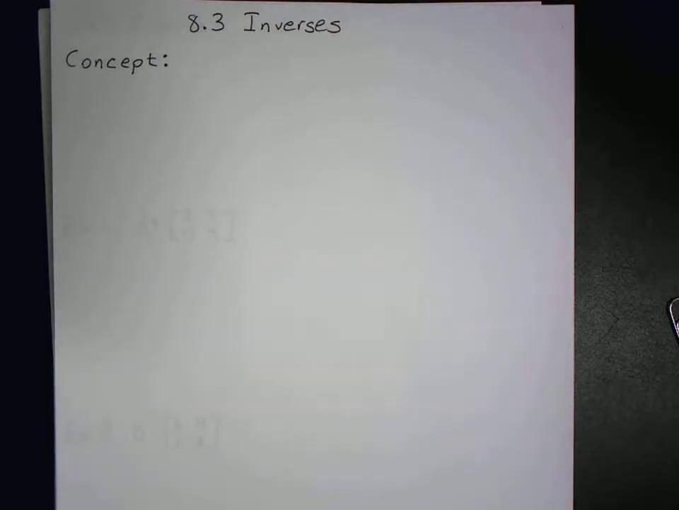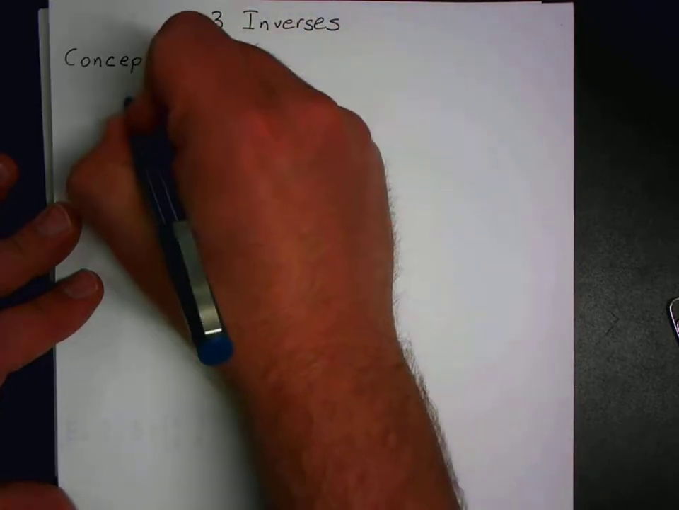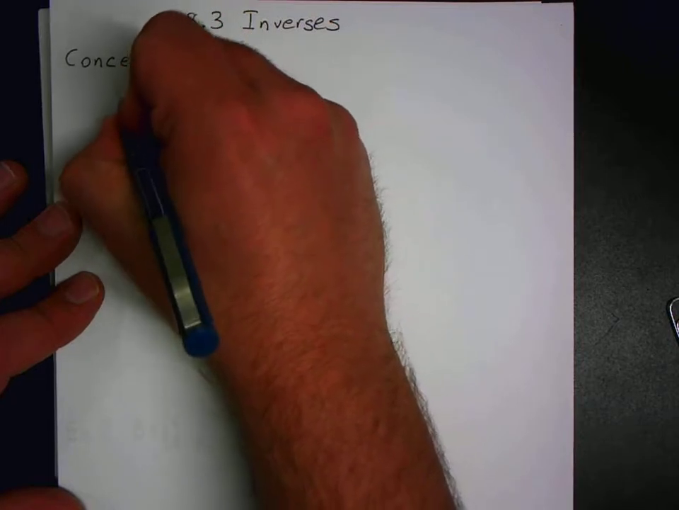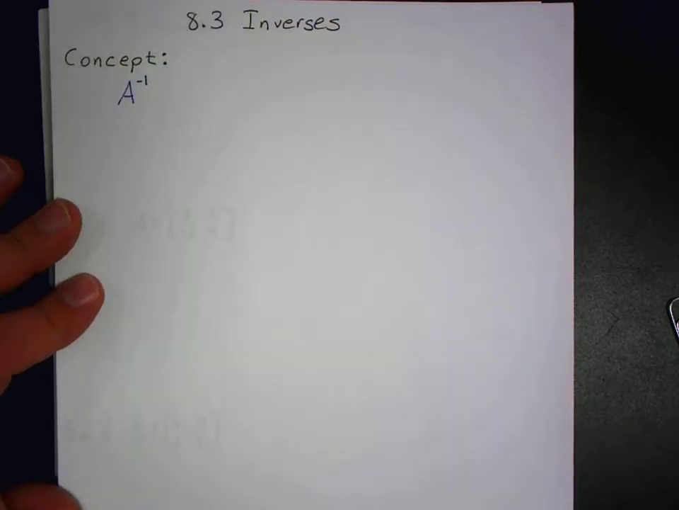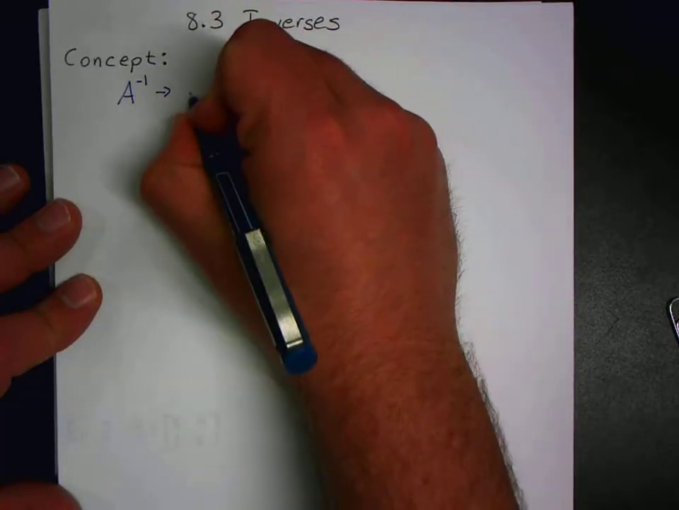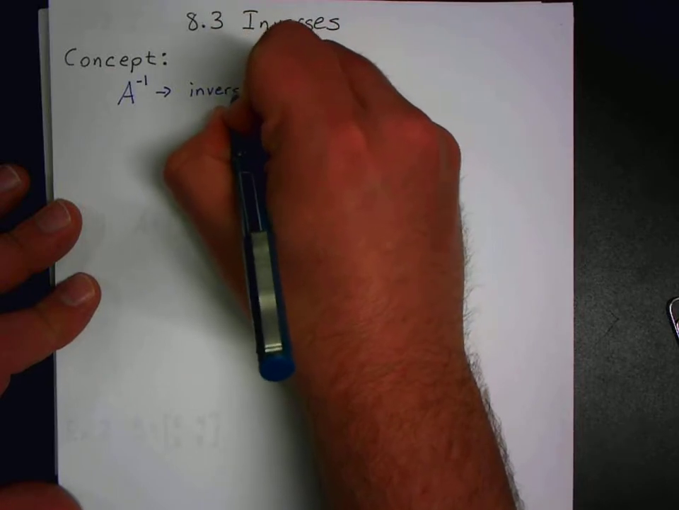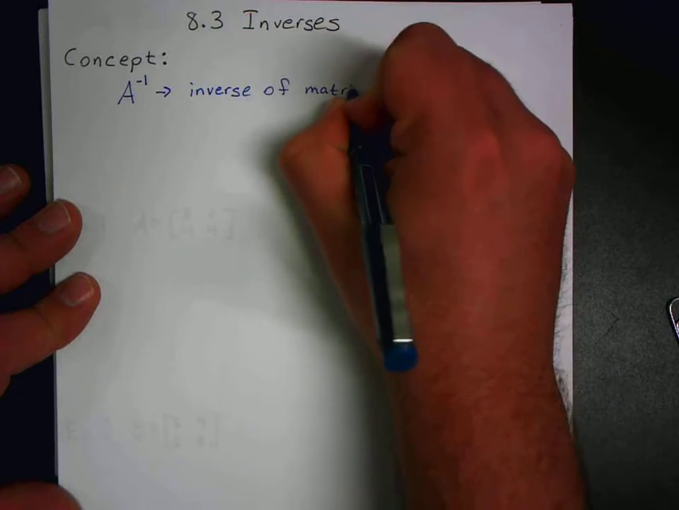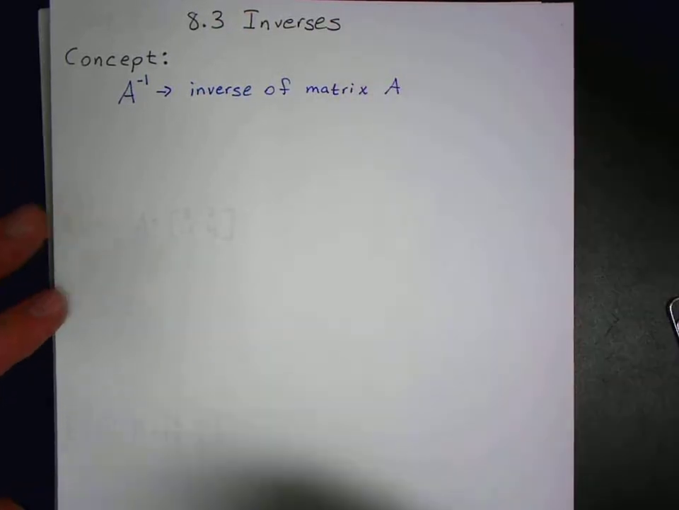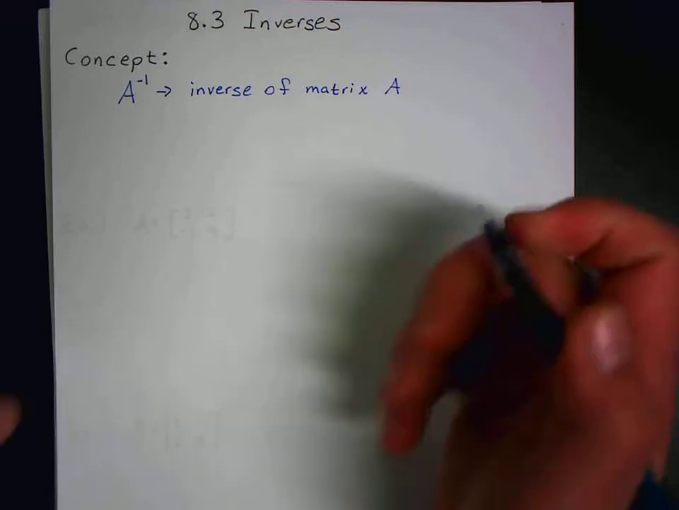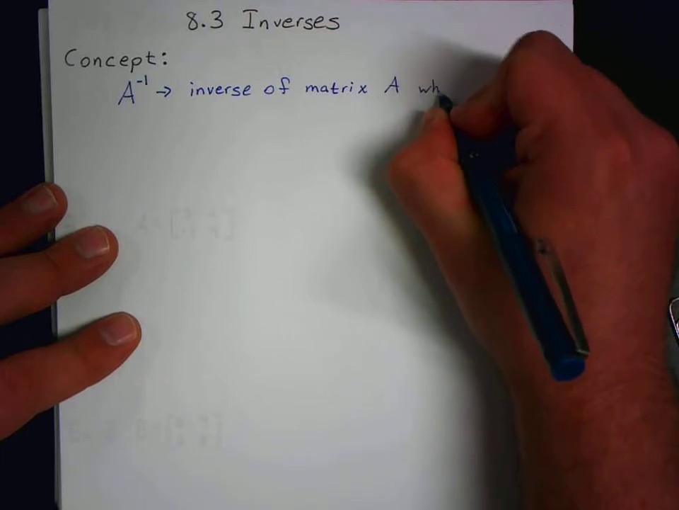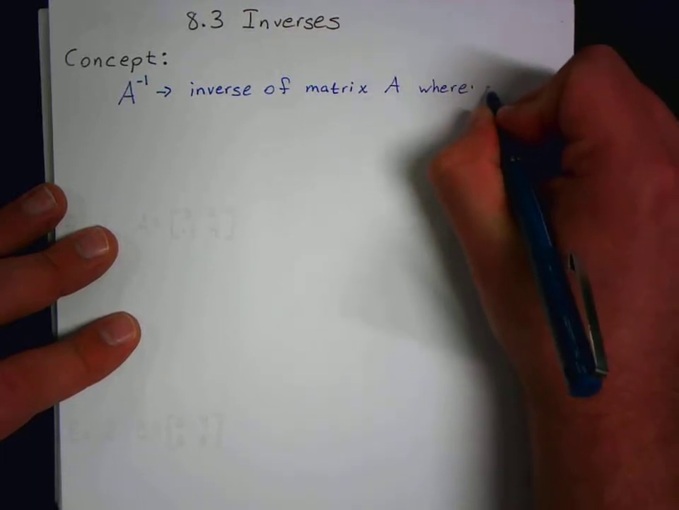So here, let's back up a little bit. First of all, in order to show an inverse, we use a little -1. That means inverse. So that's the inverse of matrix A. And A has to be square.